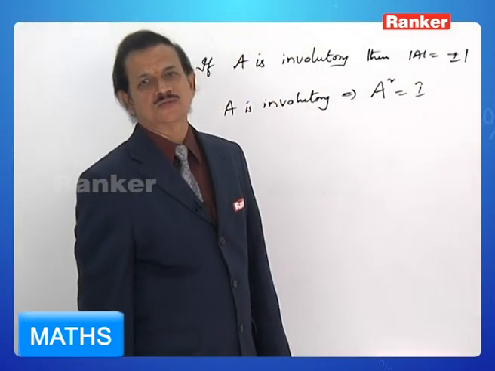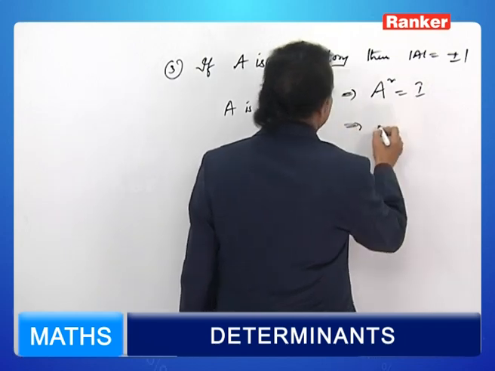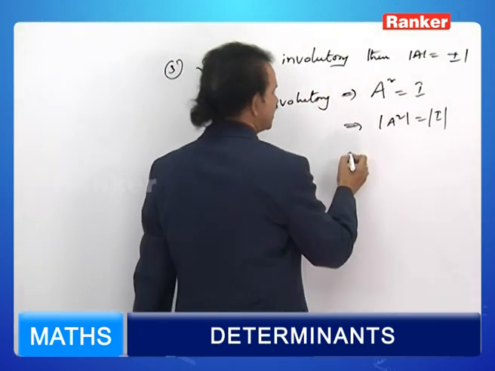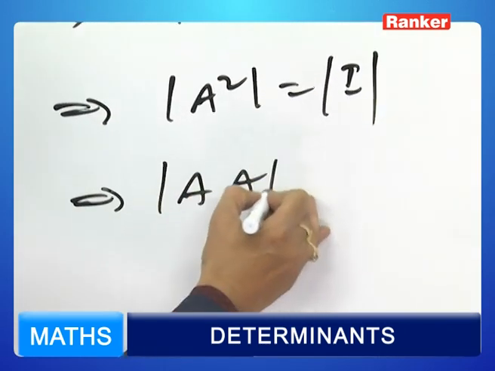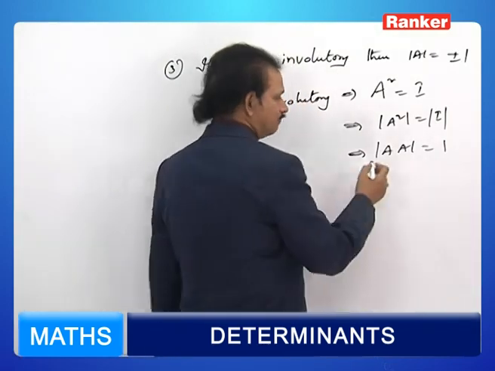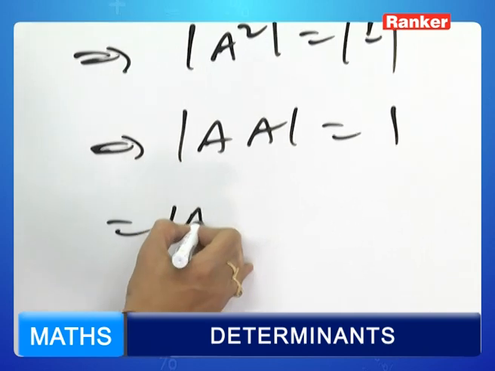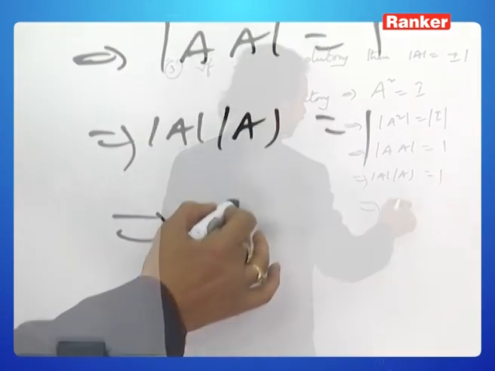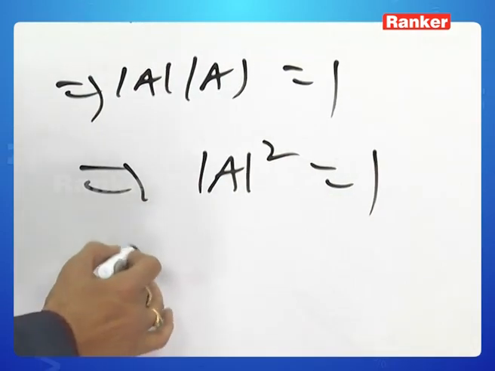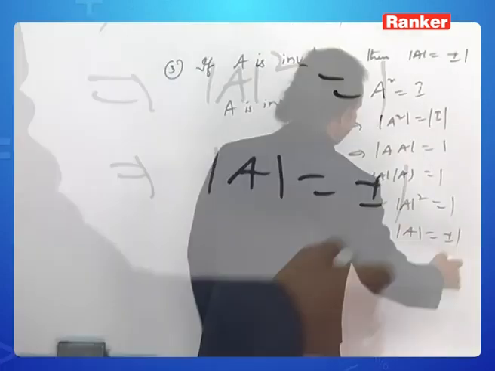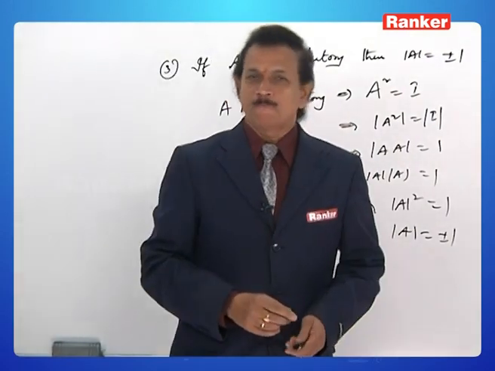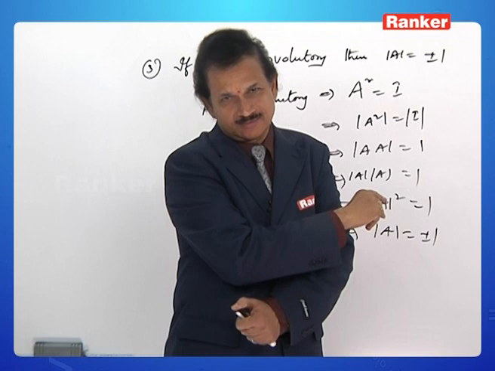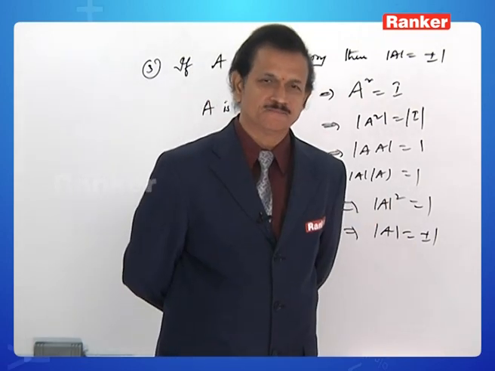A square is equal to I implies that det of A square is equal to det I. What is det A square? That is det A into A is equal to det I, which is 1. But you know that det AB is nothing but det A into det B. That is det A into det A is equal to 1. Therefore, det A whole square is equal to 1 implies that det A is equal to plus or minus 1. Well, my dear, we have the determinant of a matrix as plus or minus 1 in 2 cases. You please recollect the cases. Number 1, what is the first case?